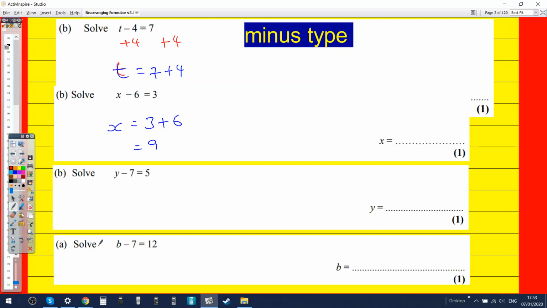So b equals, so would you have to do 12 minus 7? It's already minus 7. You have to do the inverse. Add. Yeah. So 12 add 7, and that is 19. Yeah. Well done.